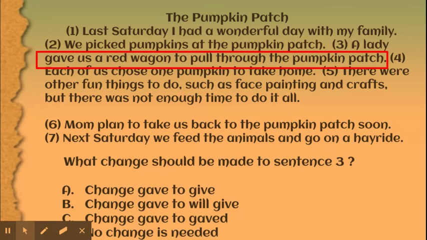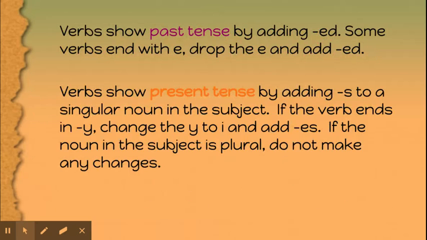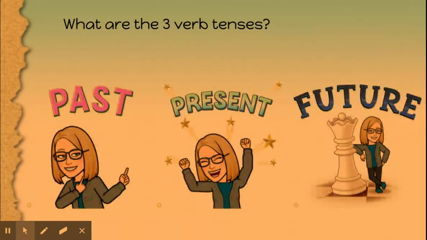All right, remember, the 3 different tenses are going to tell you what type of verb you will use in the sentence. We have our past, present, and future. Past, we add ed. Present, we might add s or leave it alone. And future, we add will before the verb.